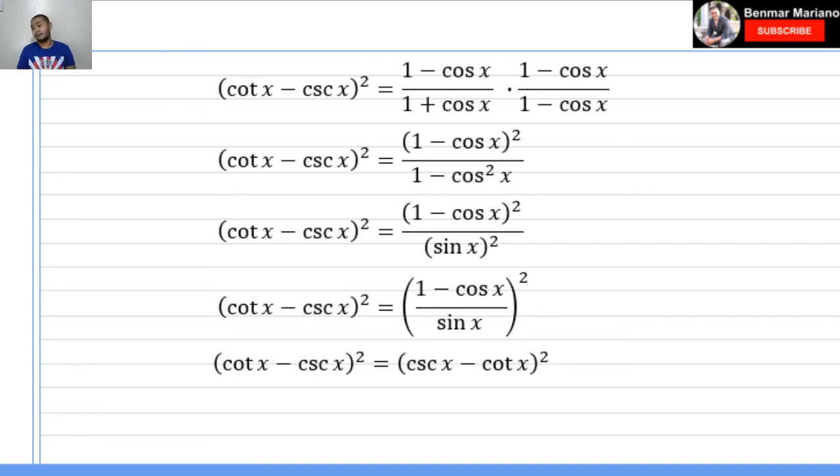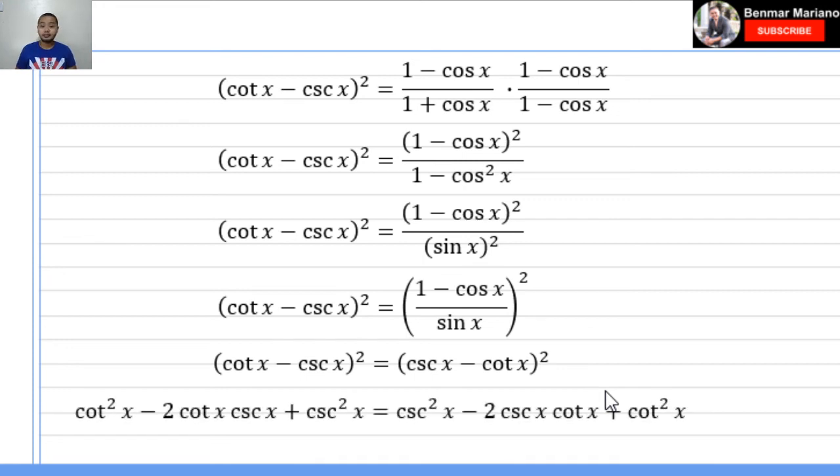Now, Sir Ben, the two is not equal simply because cotangent x minus cosecant x is not the same as cosecant x minus cotangent x. We all know, Sir Ben, that the commutative property is not applicable in subtraction. Yes, you are correct. So, what should we do here right now? What we will do here is we can now manipulate both sides of the equation. So, we can square this part of the equation and also the right side of the equation, as you can see on our screen.